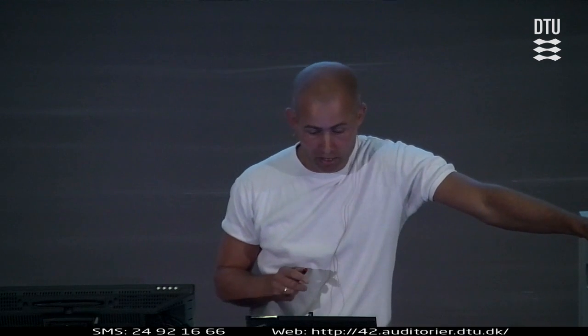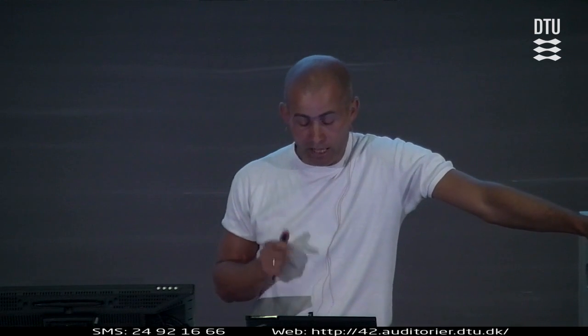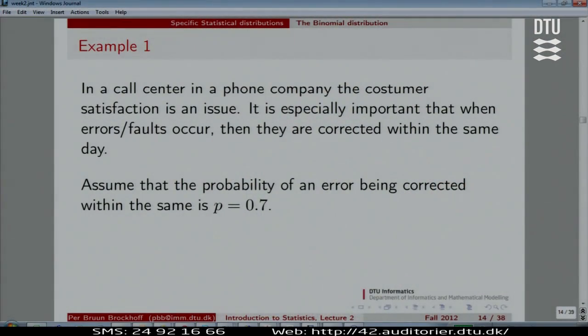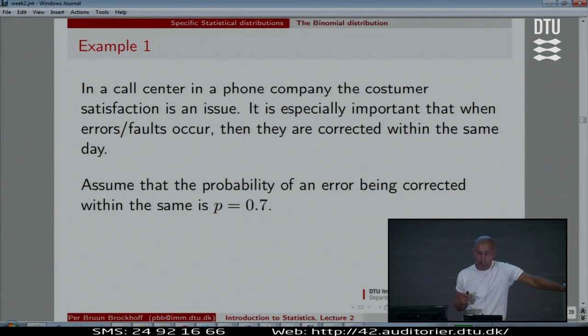Now, a small example from the little world out there where probability theory can help us in making decisions in real life situations. We have a call center in a phone company that is concerned with customer satisfaction. It's especially important that whenever some error or fault is reported, it is corrected within the same day. That's kind of a specification, a challenge the company gave itself. This is how we're going to deal with it.